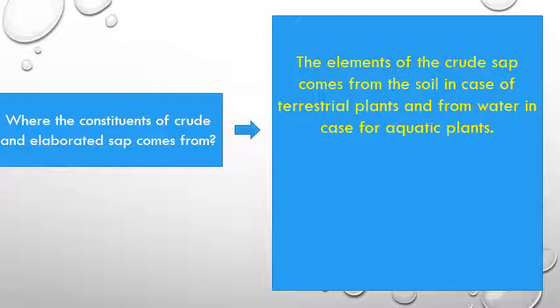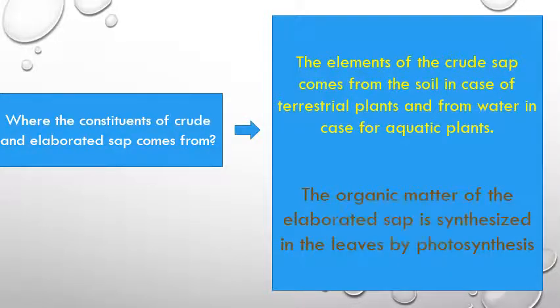Where do they come from? They come from the soil in the case of terrestrial plants, the plants that live in the soil, and from water in the case of aquatic plants, so the plants that live in water. So the constituents of crude sap, which are water and mineral salts, come from the soil in the case of terrestrial plants, and they come from water in the case of plants that are aquatic, so they live in water.